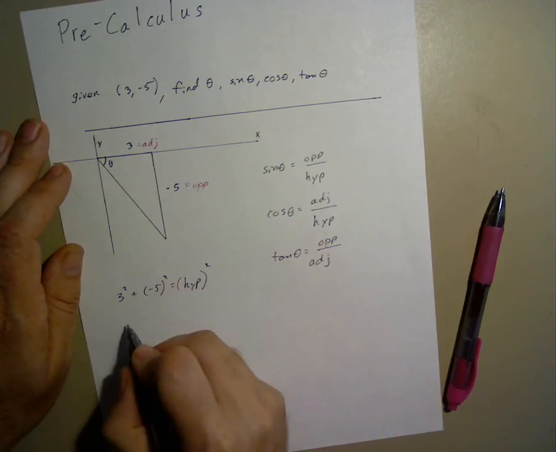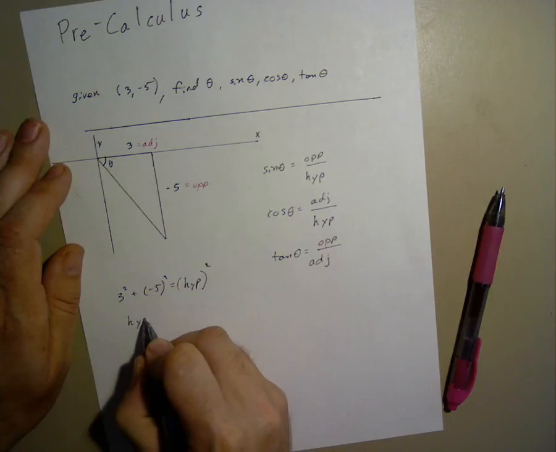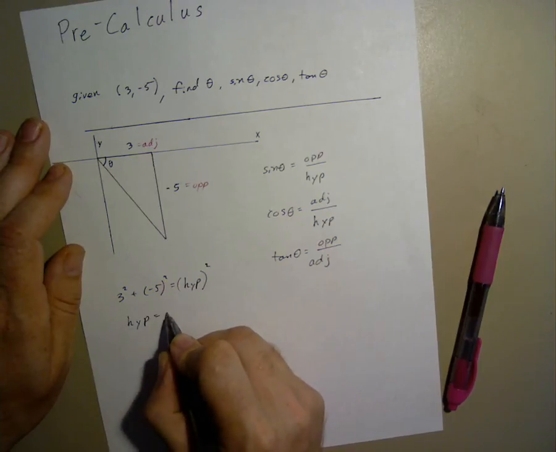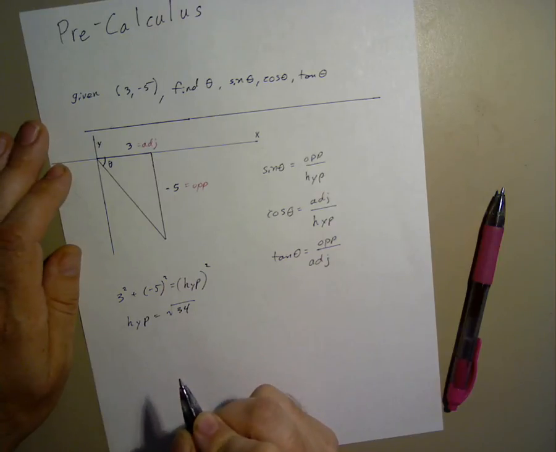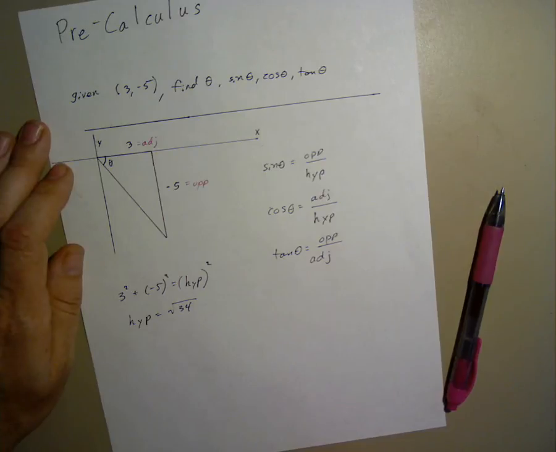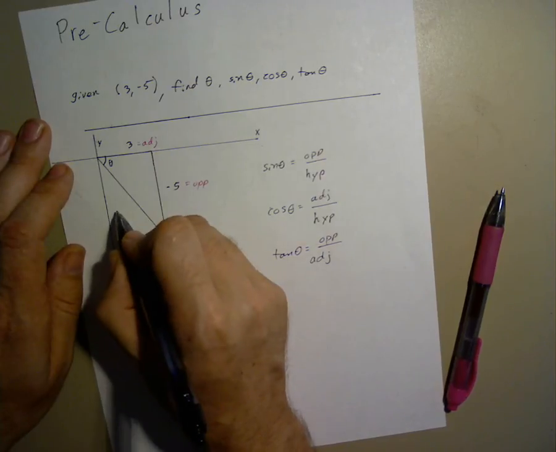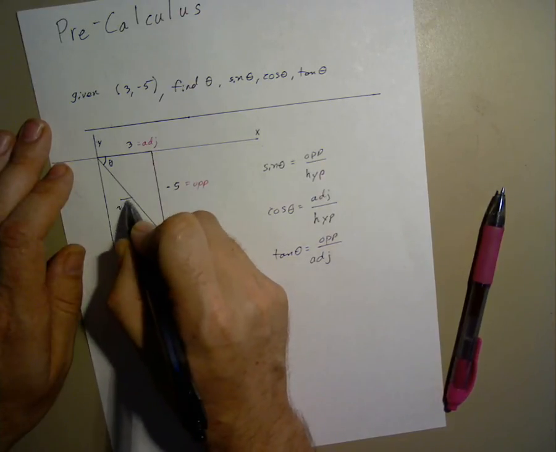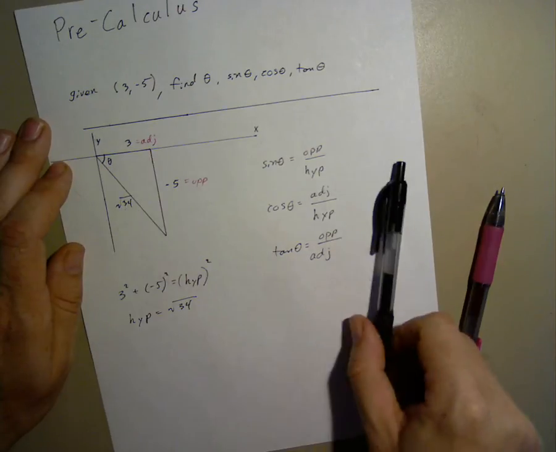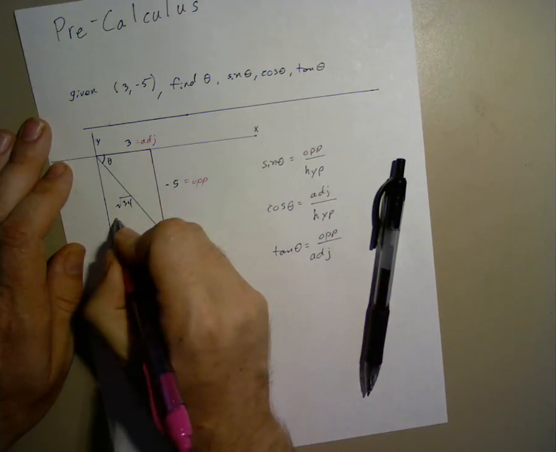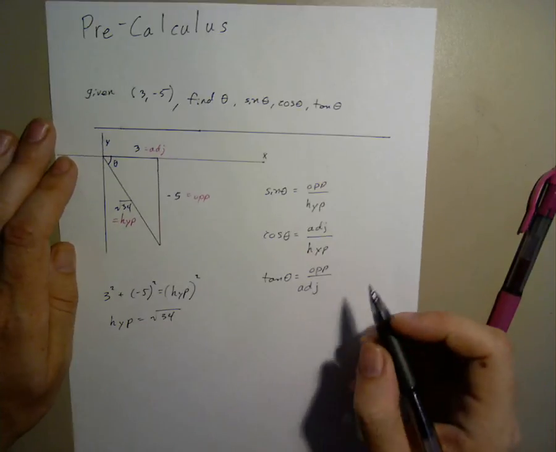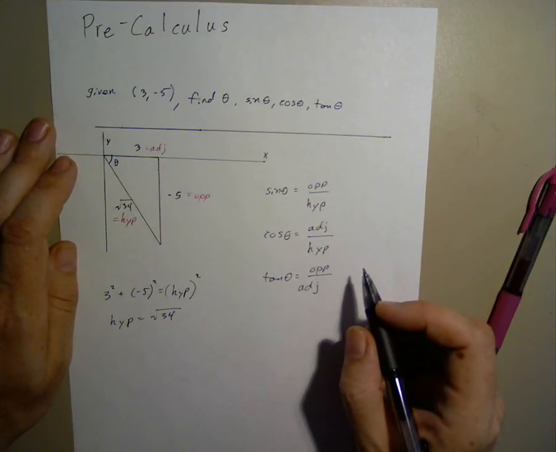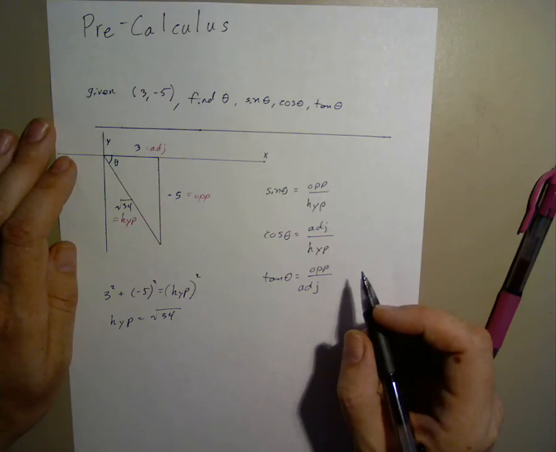If we work this out, we find that the hypotenuse equals the square root of 34, which is a little less than 6. So we can write square root 34 right here as our hypotenuse. From here, finding the ratios sine, cosine, and tangent is very straightforward.